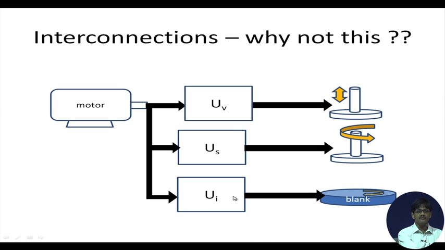At the same time, since the UI is drawing power directly from the motor, it is rotating at the previous RPM, and therefore you will find that the rotational ratio of the gear blank and the cutter has become different. So, we started out to change the feed and we found that ultimately the number of teeth being cut has got affected. So, this particular direct connection between UI and the motor is also not acceptable.